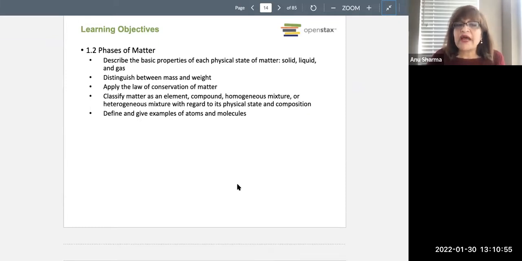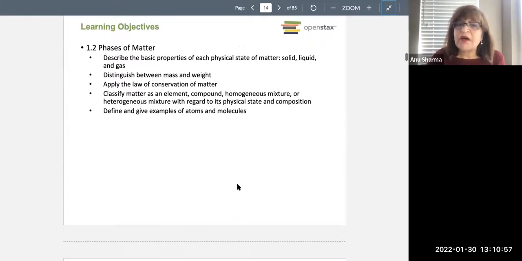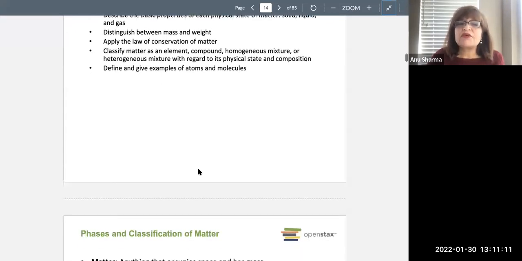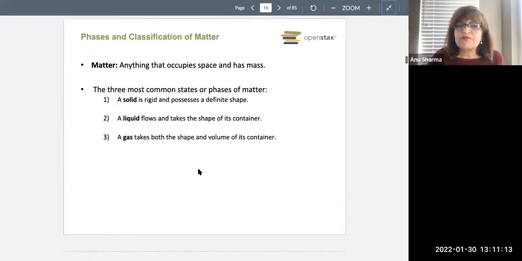Now we're going to look at what it is that differentiates mass and weight. So matter, as we know, is anything that has mass and volume. So we will look at that. Next is, what is the law of conservation of matter? We'll classify matter, and then we will look at the examples of atoms and molecules.